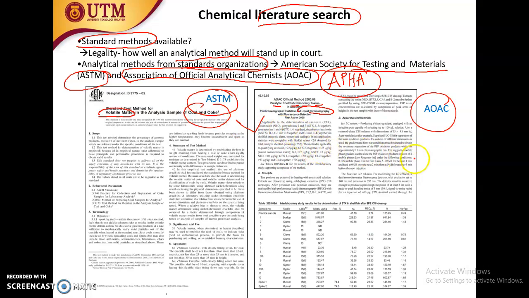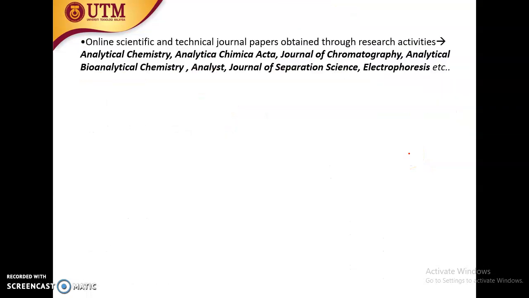What if you have samples with unknown analytes and there are no available standard methods? That's where published methods come in. You can refer to online scientific and technical journal papers obtained through research activities. When it's research activities, it means that it already goes through all these 9 steps of chemical analysis.